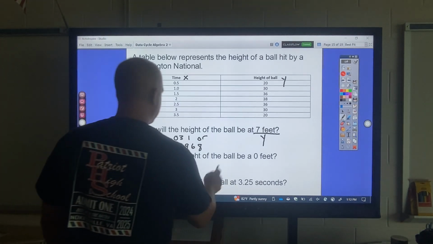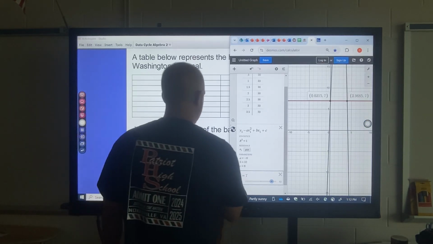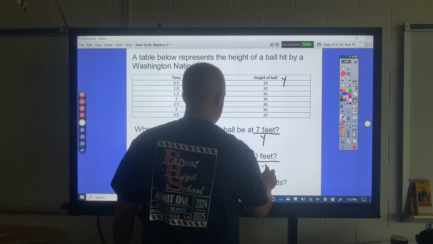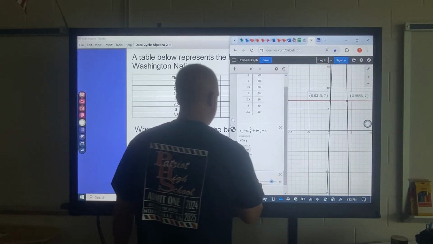When will the height be at 0 feet? Well, 0 feet would also be y. So I get y equals 0.